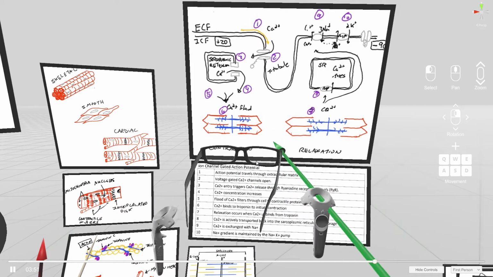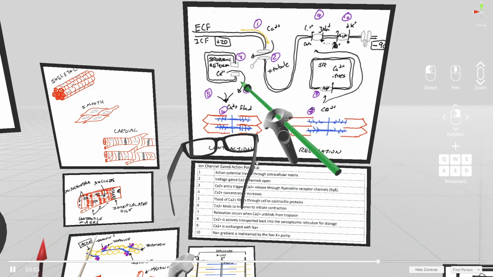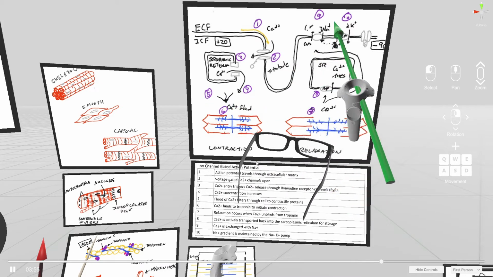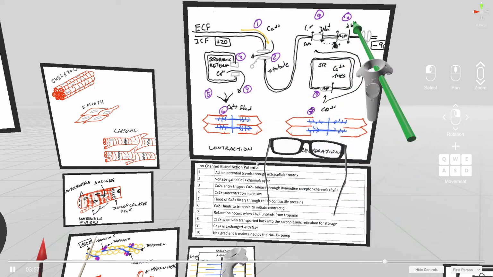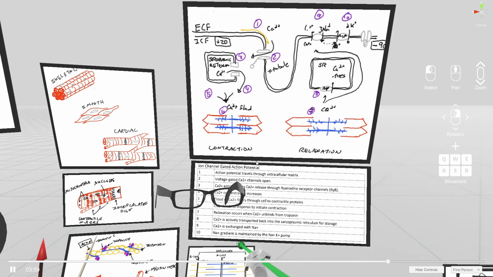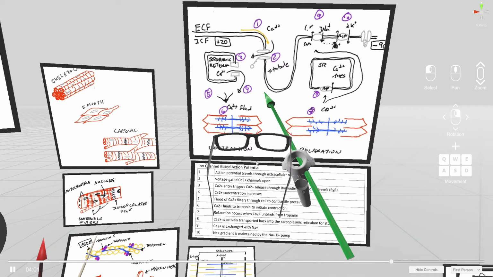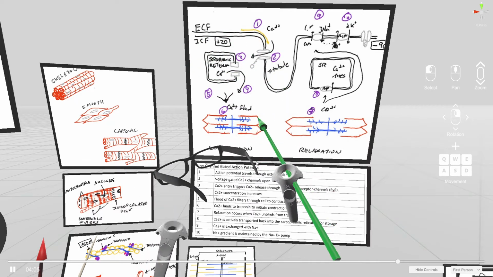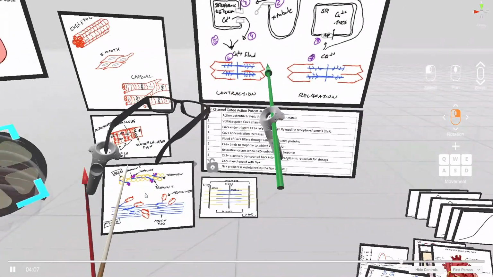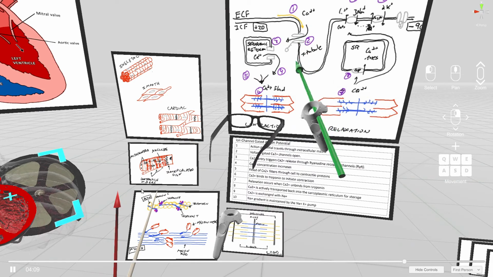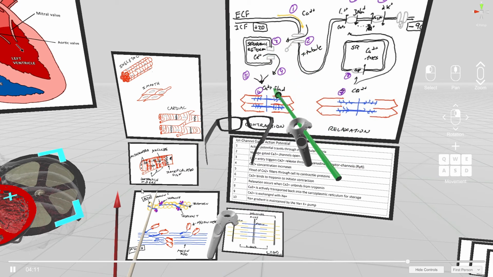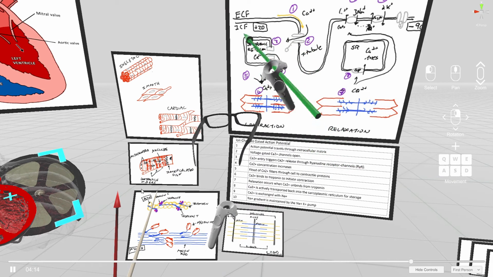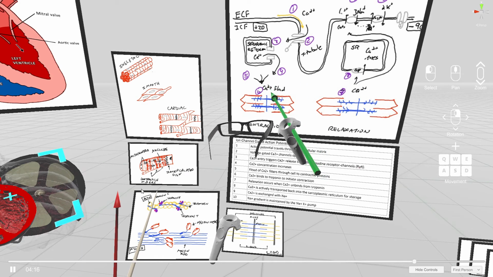I've got 1, 2, 3, 4, 5, 6, 7, 8, 9, 10, which correlate to the diagrams here. What you need to know, though, is that an action potential comes down through the cells, through the intercalated discs, and triggers all of the different ion channels and the sequence of events that flood this intracellular region with calcium that then binds onto all of these.